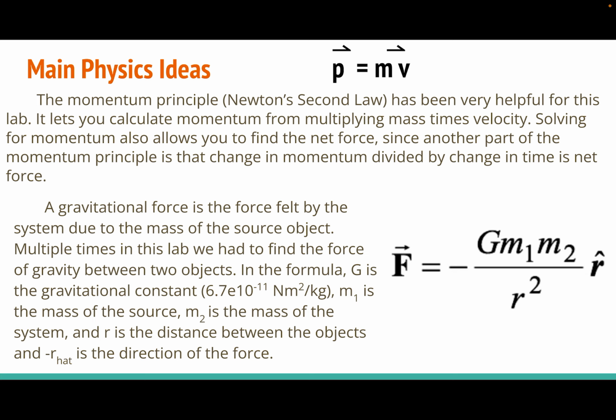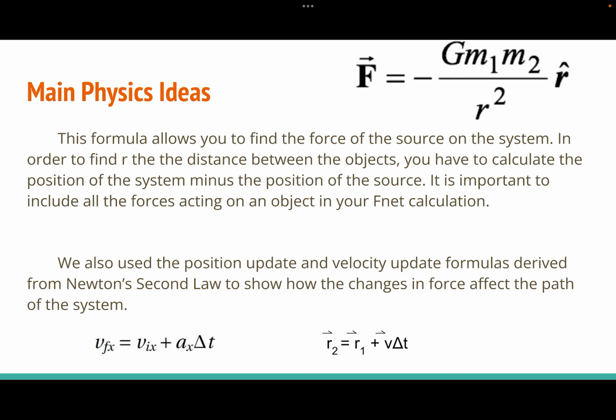A gravitational force is the force felt by the system due to the mass of the source object. Multiple times in this lab, we had to find the force of gravity between two objects. In the formula, G is the gravitational constant, m1 is the mass of the source, m2 is the mass of the system, and r is the distance between the objects, and negative r hat is the direction of the force. This formula allows you to find the force of the source on the system.